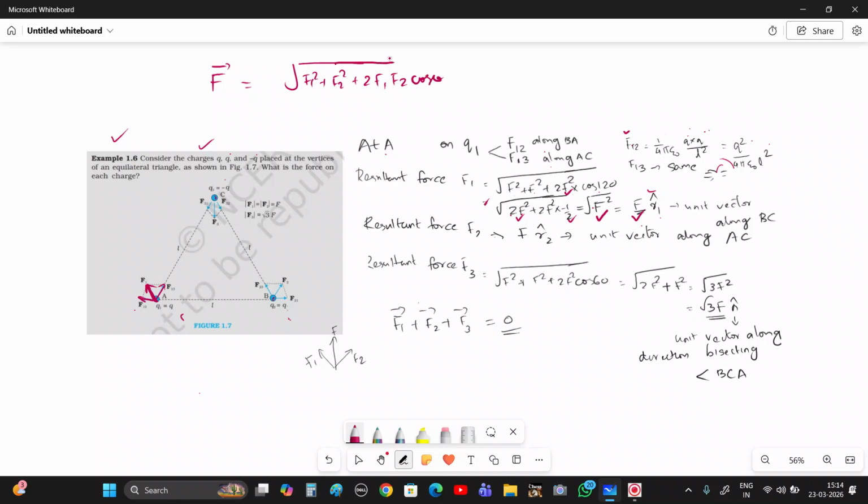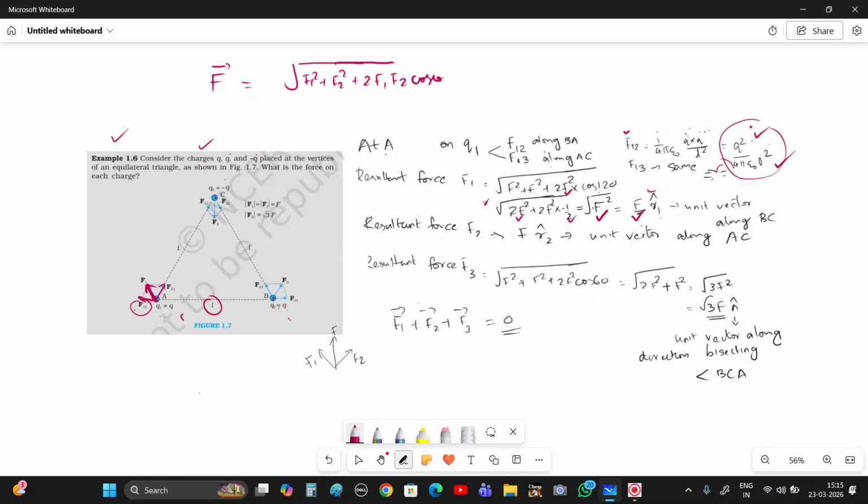So here first we have to find out the magnitude of these forces. What's the equation for finding the force? 1 by 4 pi epsilon 0 Q1 Q2 by R square, right? So when we consider this F12, the force given by 2 to 1, the equation will be 1 by 4 pi epsilon 0. Both are Q, right? So Q1 and Q2 both are Q. So you can write Q into Q divided by L square. L is the distance between them. So on rearranging, you can write it as Q square by 4 pi epsilon 0 L square.